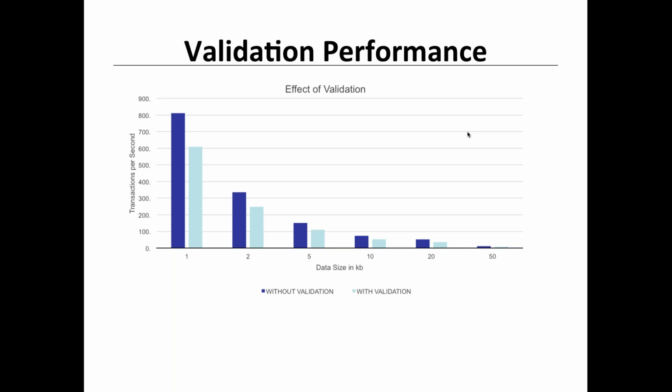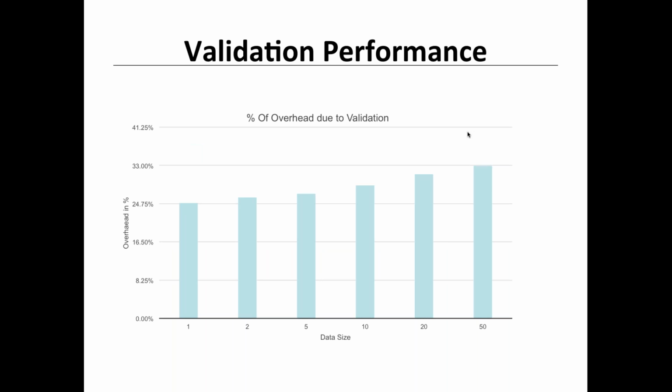Obviously, the ESB will work faster if there is no validation in the ESB. But again, we want to quantify how big the difference is. For a 50 kilobyte file, the overhead due to validation is around 33% of the whole response time. Obviously, it's increasing. Surprisingly, as compared to the other graph where the increase is exponential, we see here a linear increase in the overhead due to validation. On a 1 kilobyte file, the overhead is around 24% of the whole response time.